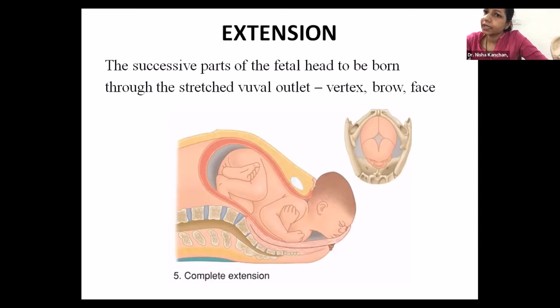So the delivery in LOT and LOA position is by extension, because till this point, the baby has maintained the head in flexion and got its smallest diameter possible. But once it reaches the vulval outlet, it has to release. It delivers by extension. And the parts which are consecutively released, if you can see, are the occiput, the brow or the vertex, the brow, and the face. So these are the successive parts which are released during extension. Next slide.